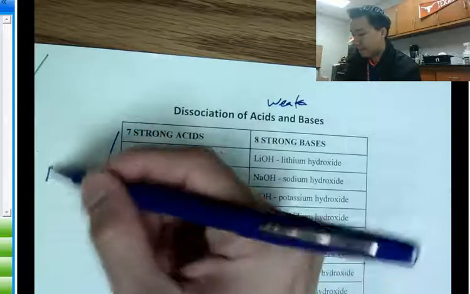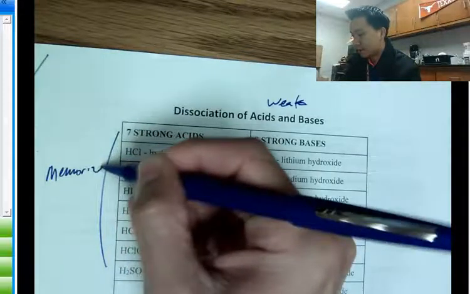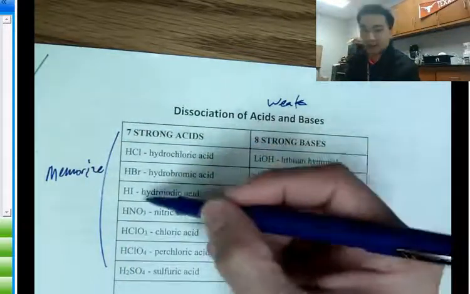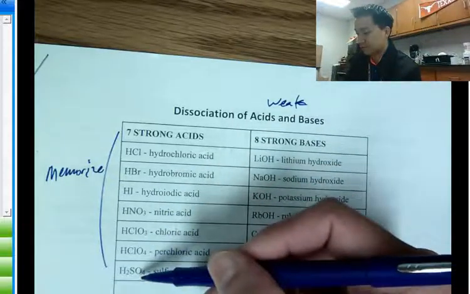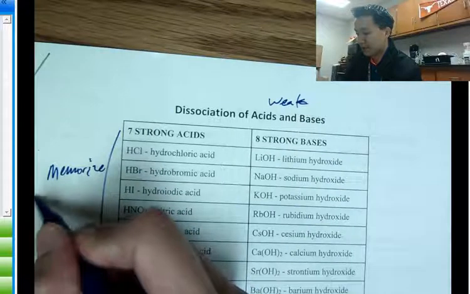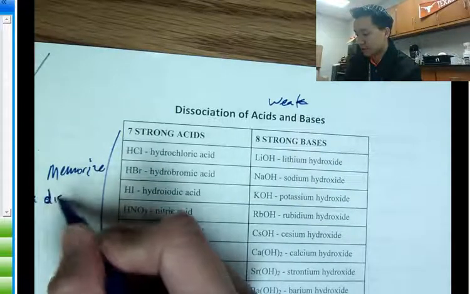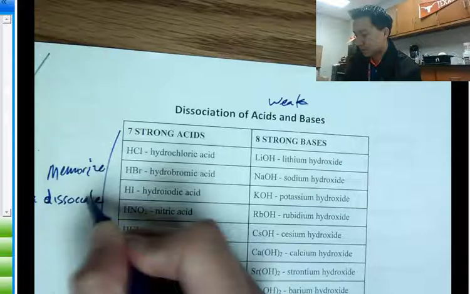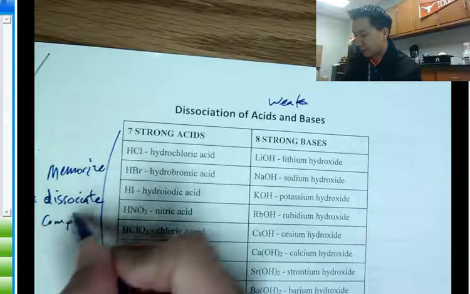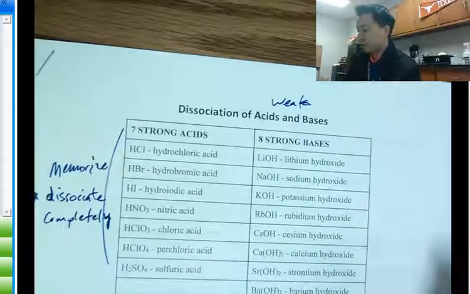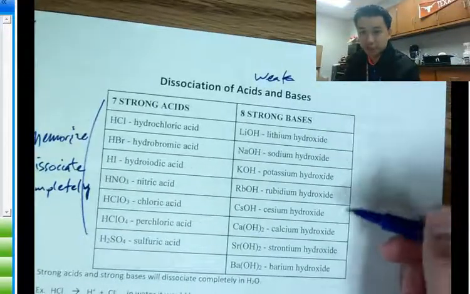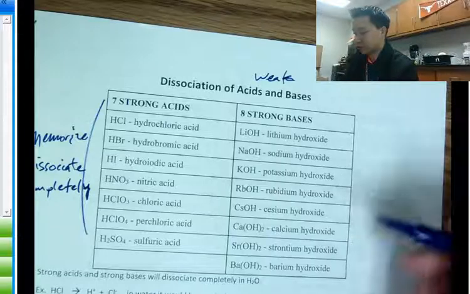Memorize that they are HCl, HBr, HI, HNO3, HClO3, HClO4, and H2SO4, and the thing that makes them strong acids is that they dissociate completely in water. Okay, and then strong bases, the same thing as well. They're strong electrolytes and they dissociate completely.